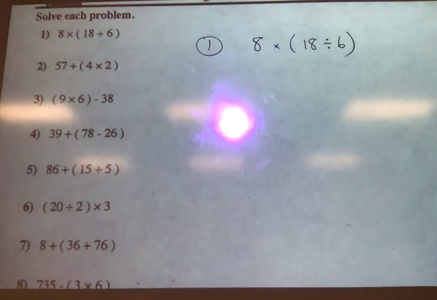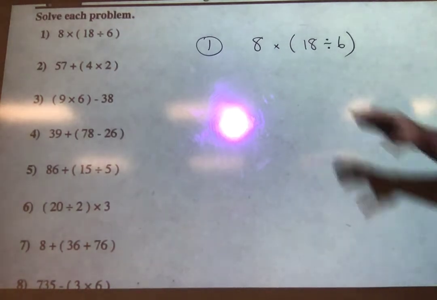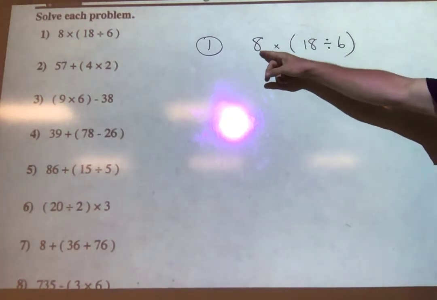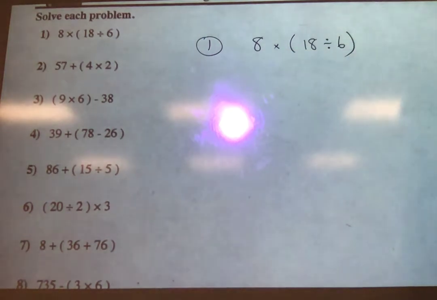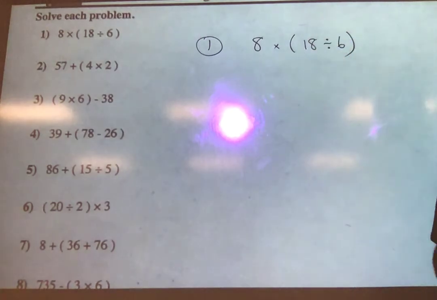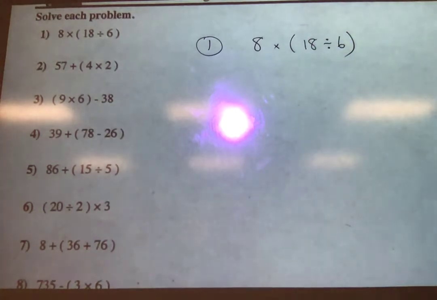Okay, because again, these are going to get more complex, so we want to make sure we understand the process here. So when I read this, I'd say we're going to take 8 times, or multiply that by, the quantity of 18 divided by 6. Usually when you see parentheses, guys, you could say the quantity of. Okay, because that is usually what we do first with parentheses. Okay, parentheses you're going to do first.